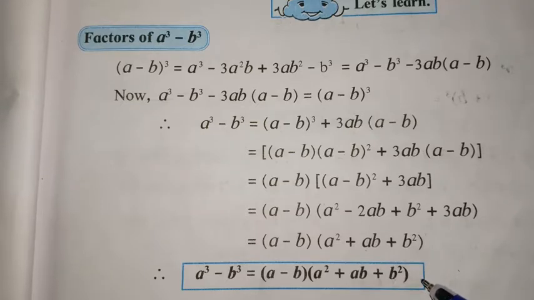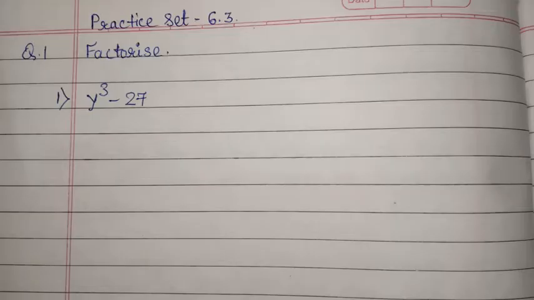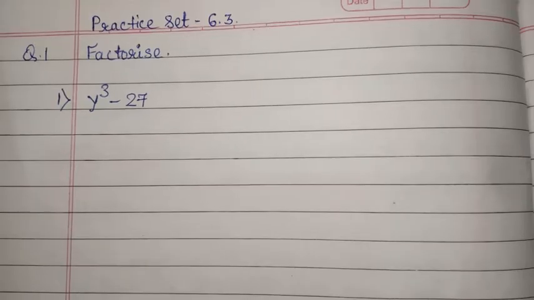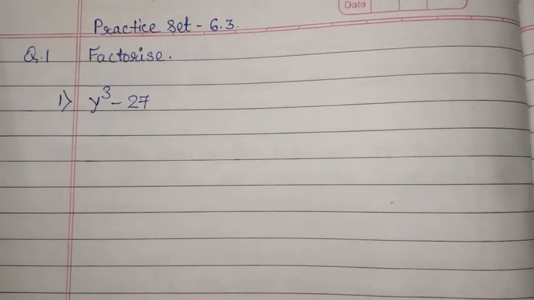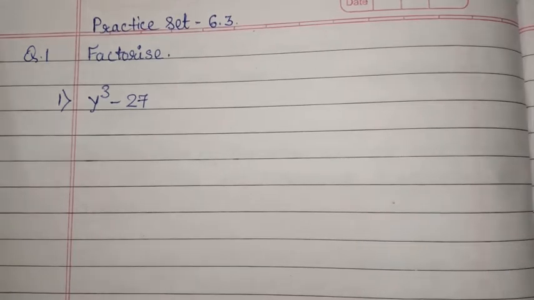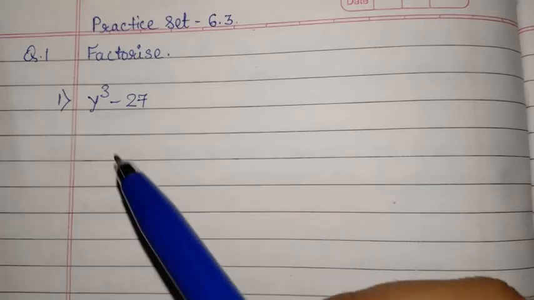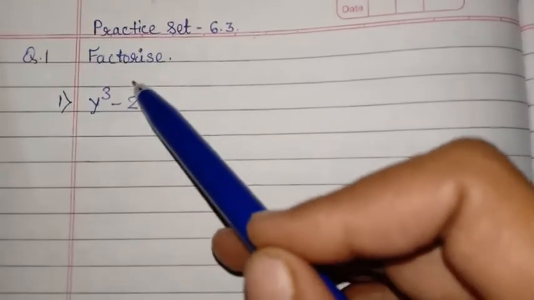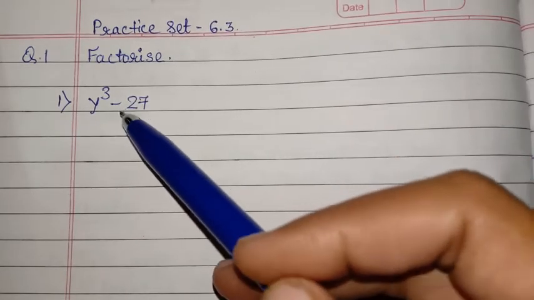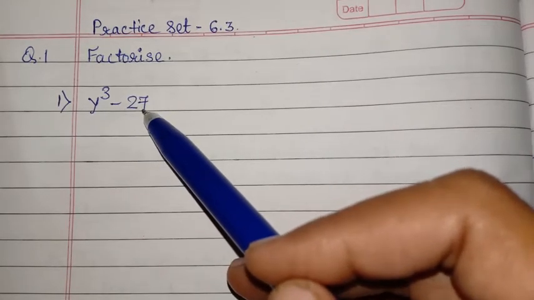Now while solving practice set 6.3 we have to use this formula. Now let's start with practice set 6.3. Question number 1, factorize. First one is y cube minus 27. Now children, first of all we have to write the given sums in a cube minus b cube format. Here is y cube, but 27 is a whole cube. It is the cube of 3, right?